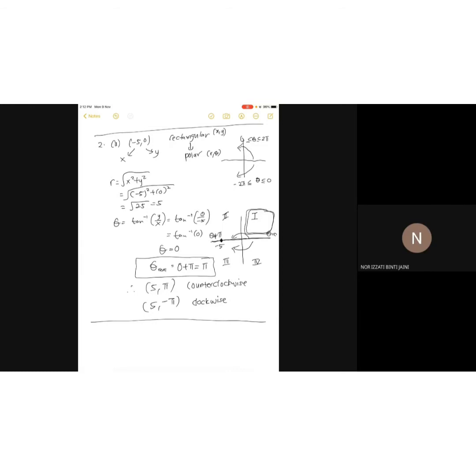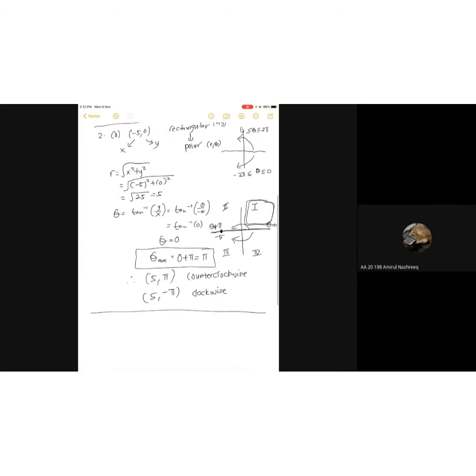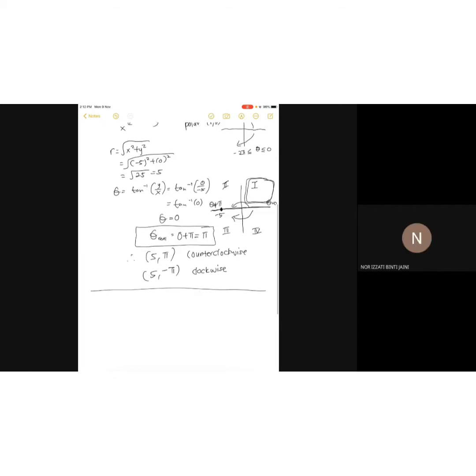Doctor, can you show example for B to change the theta? 2B.